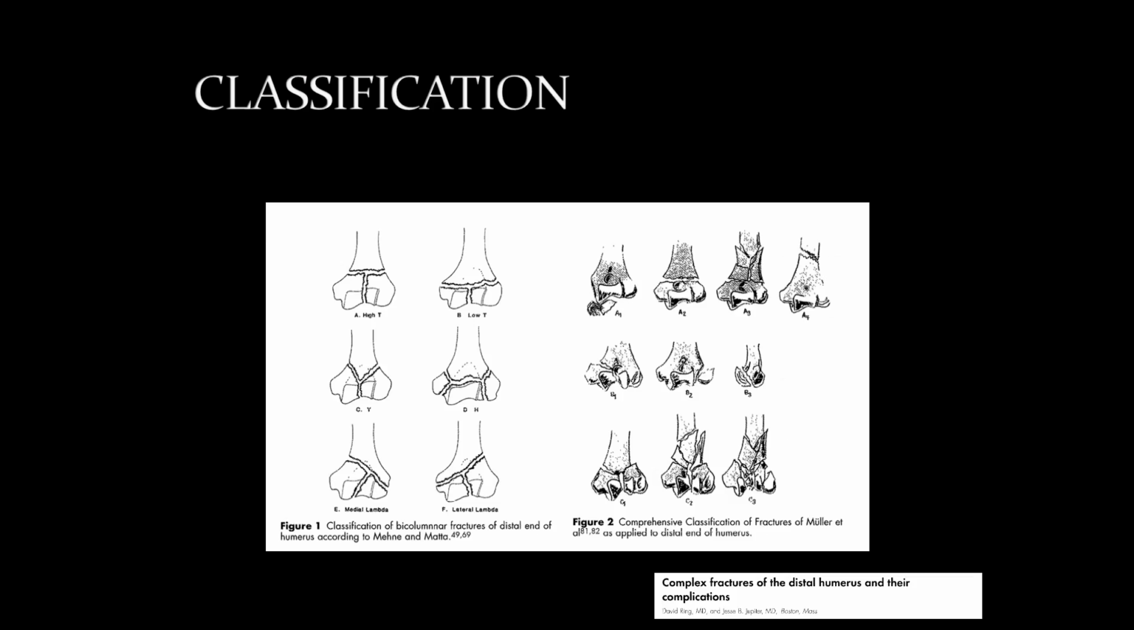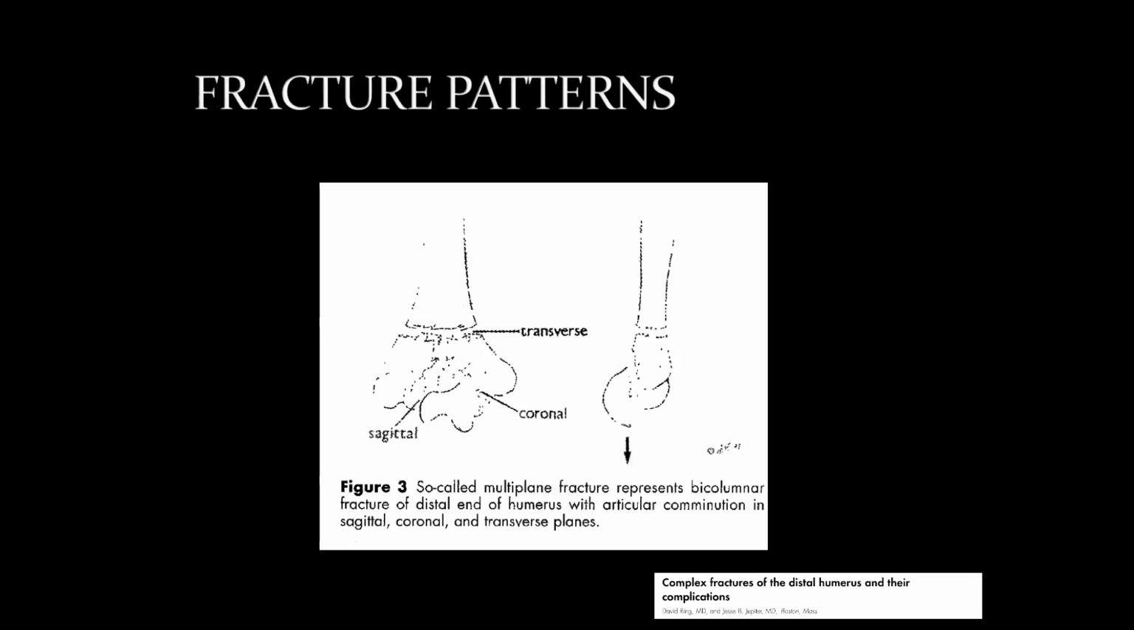There are many classifications, basically similar to the proximal humerus, based on the fracture fragment configuration and the vascularity, particularly of the capitellum. The fracture patterns can be transverse fractures through the shaft, and be particularly careful of the distal transverse fracture, which is essentially an intra-articular fracture and has a very bad outcome for healing.